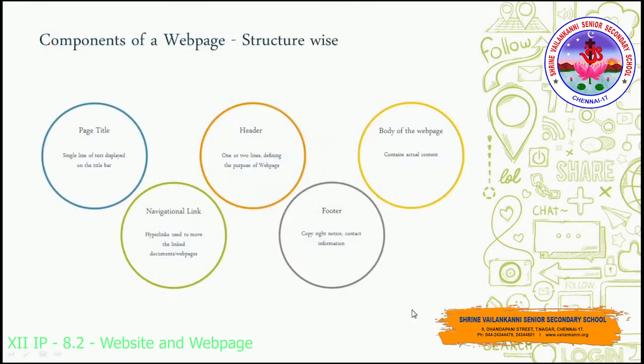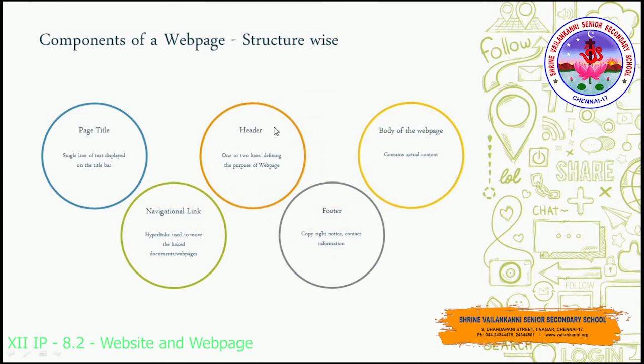Right. Next we have components of a web page based on the structure. Structure-wise, the web page should have these elements. The first one is the page title. You can see this on the title bar of the browser. The name of the page will be displayed on the title bar. That is called the page title.